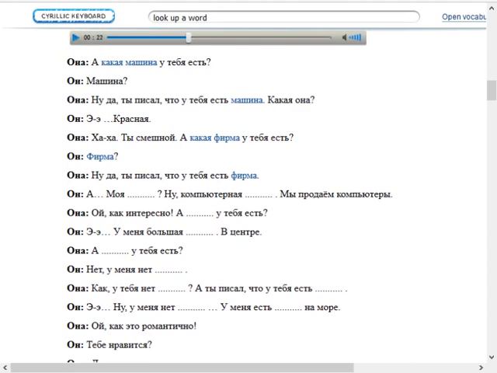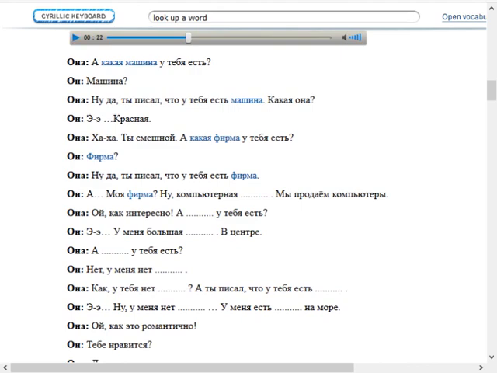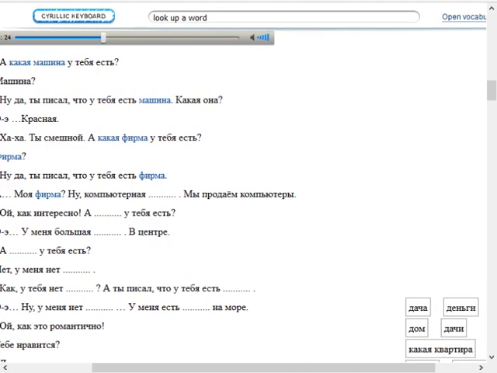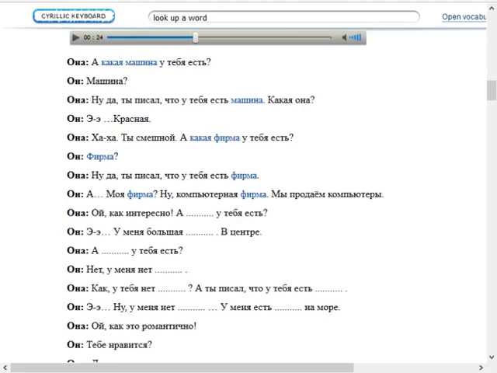Моя фирма. My company. No, I thought you were talking about that other company that I had, which isn't mine. Ну, компьютерная фирма. Oh, a computer company. That's very descriptive. No, компьютерная фирма. Мы продаем компьютеры. We sell computers. Ой, как интересно. Oh, how interesting. Not sure if she's being sarcastic there.